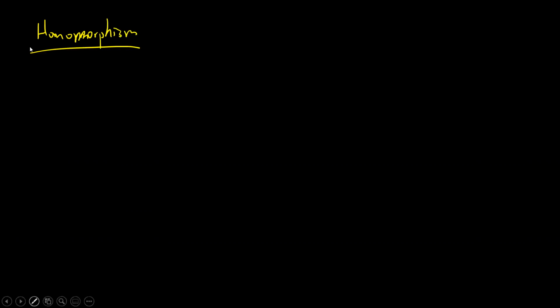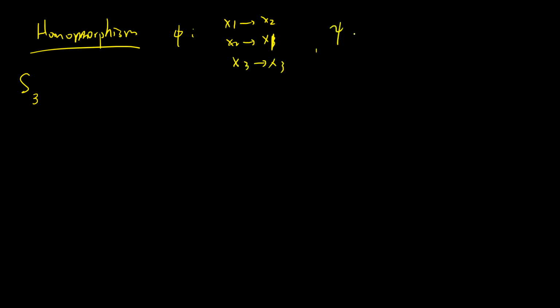Okay, so before I start, I want to give a notation for S3, the symmetric group of permutations of order 3. Let's define phi to be x1 mapped to x2, x2 mapped to x1, and x3 mapped to x3. And then let's define psi to be x1 mapped to x2, x2 to x3, x3 to x1.